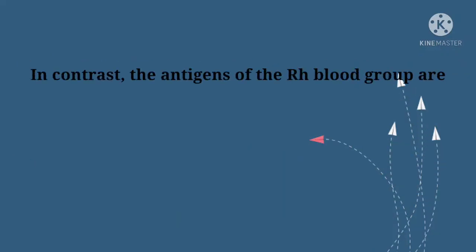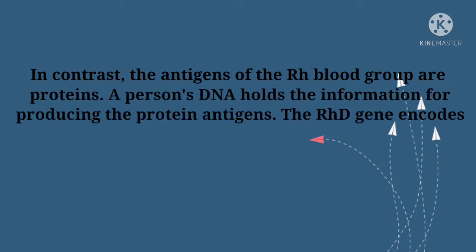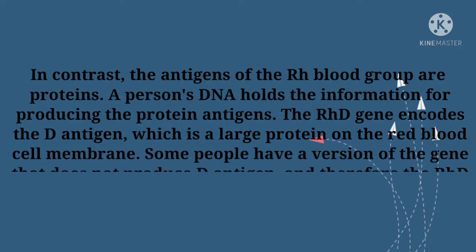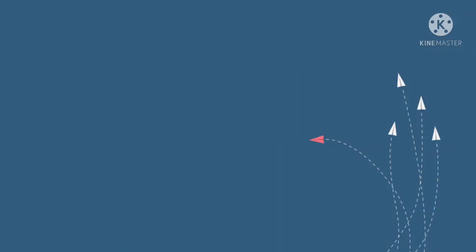In contrast, the antigens of the Rh blood group are proteins. A person's DNA holds the information for producing the protein antigens. The Rhd gene encodes the D antigen, which is a large protein on the red blood cell membrane. Some people have a version of the gene that does not produce D antigen, and therefore the Rhd protein is absent from their red blood cells.